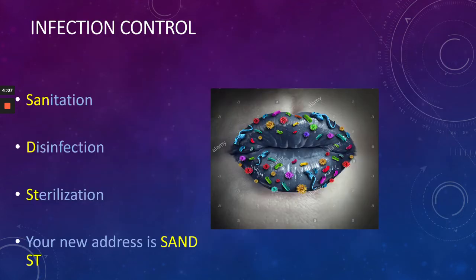spores. Here's a hint on how to remember the order of infection control, starting with the lowest to the highest. SAN from sanitation, D from disinfection, ST from sterilization. Your new address is Sand Street.